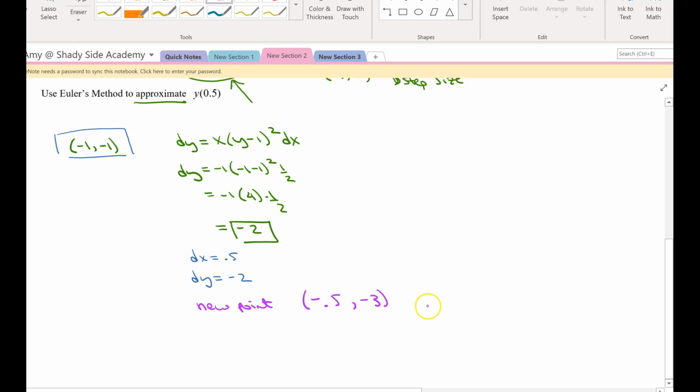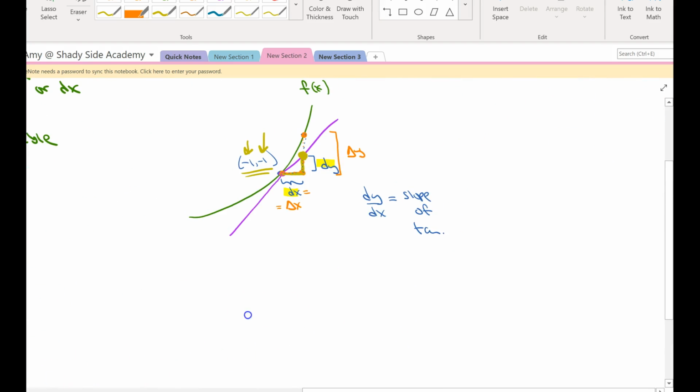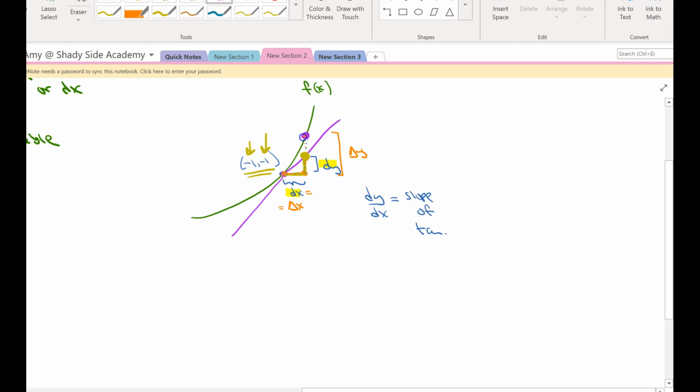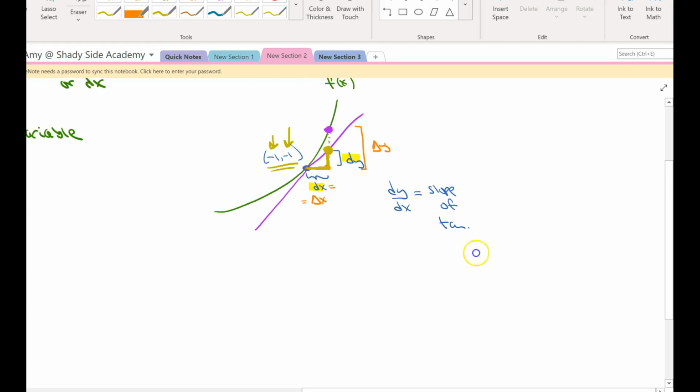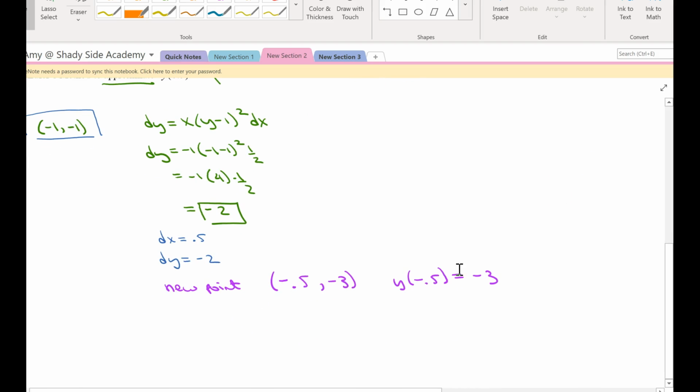Now you have to be very, very careful. It would be absolutely wrong to say that y of -0.5 equals -3. No, we're not saying, let's go back to my drawing, we are not saying that it is a point on the function. What we're saying is y of -0.5 is approximately -3. Does everyone understand me?